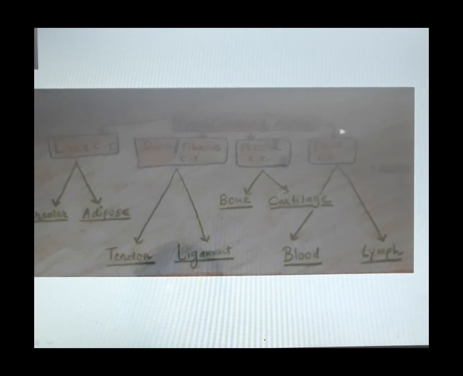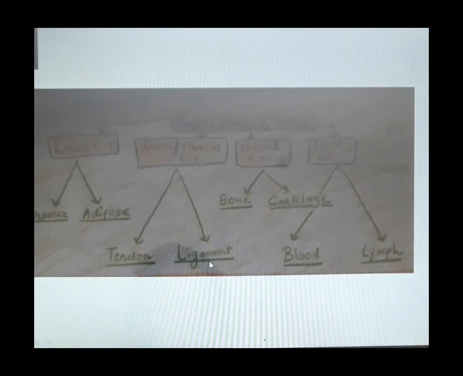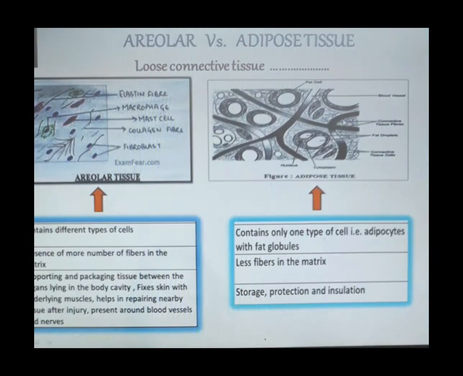When the matrix of the connective tissue is liquid or fluid in nature, then it is fluid connective tissue. Each of the types has its own subtypes or examples. For example, loose connective tissue is classified as areolar tissue and adipose tissue. Fibrous connective tissues are tendons and ligaments. Skeletal connective tissue has two examples, bone and cartilage, and fluid connective tissue is again of two types, blood and lymph. We will discuss each of them in detail now.